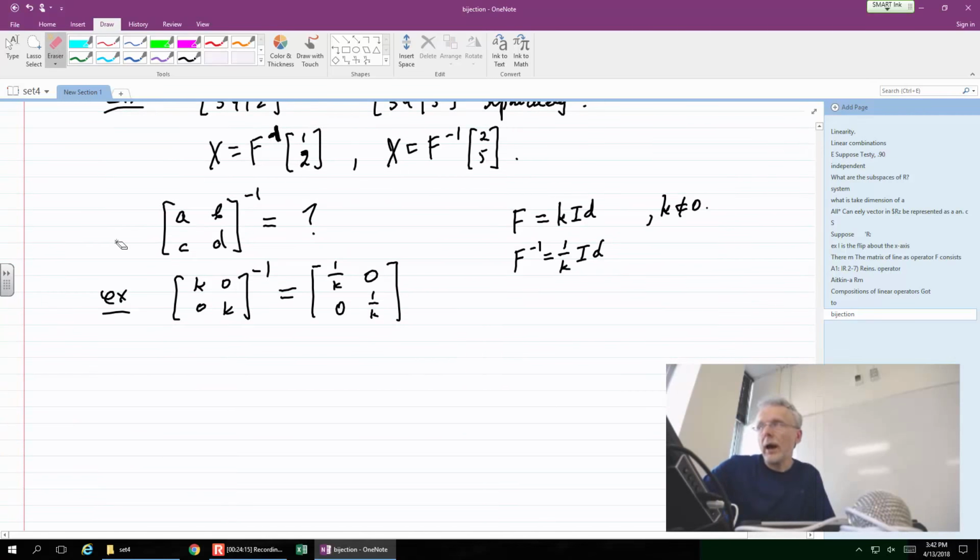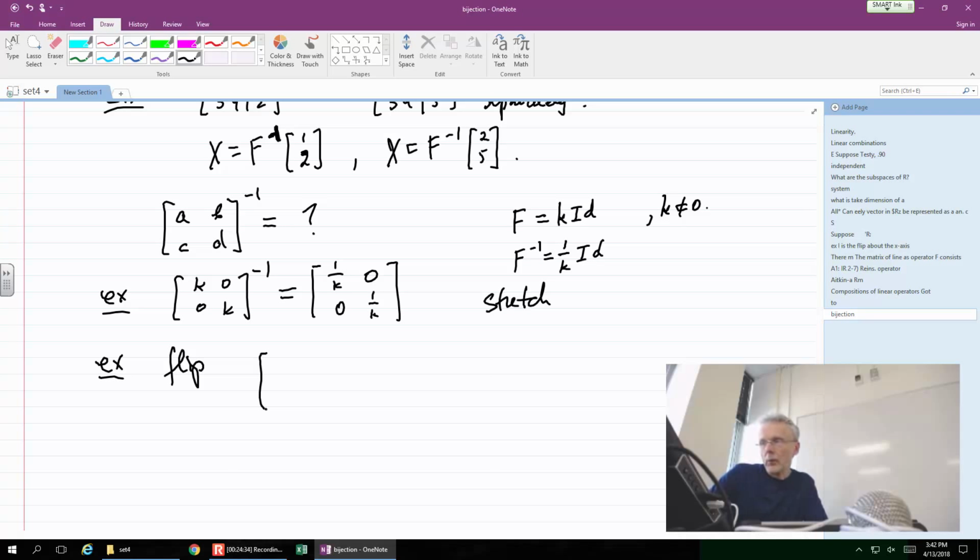Another example, how about the flip? So this is a stretch. Now another example, a flip. It doesn't matter which flip. Let's pick the easiest flip, around the y-axis. The matrix will be negative 1, 0, 0, 1, right? What's its inverse? The same, that's right. It is the same.